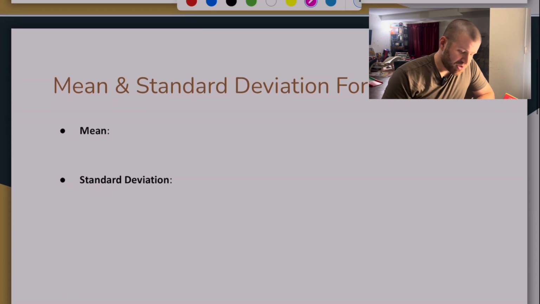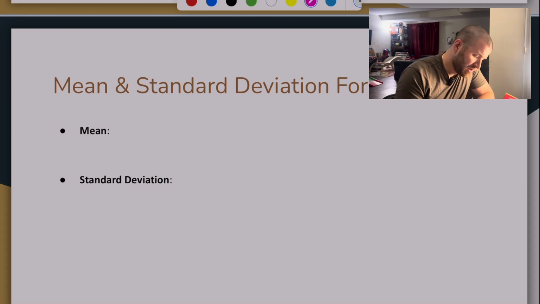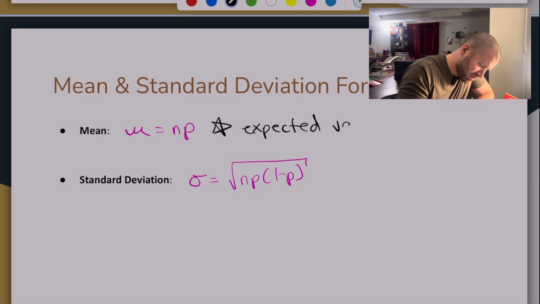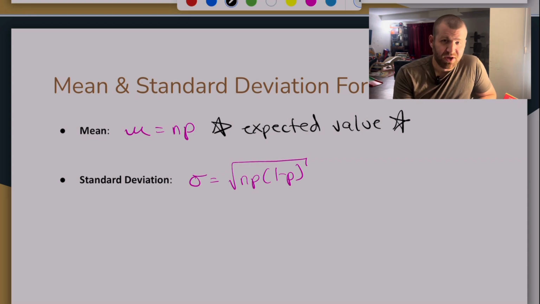So you also have a mean and standard deviation that come along with this. These are very simple formulas. They are on your formula sheet. In this particular case, the mean is just n times P. And then your standard deviation is the square root of np times 1 minus P. One thing that's important to remember is that your mean can also be called your expected value, because this is still a discrete probability distribution. It is just a very specific discrete probability distribution.